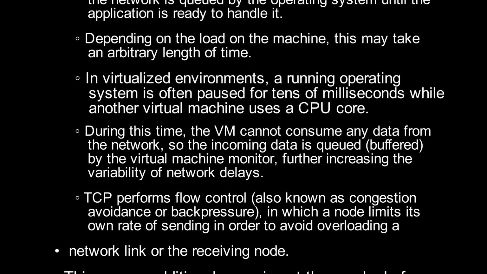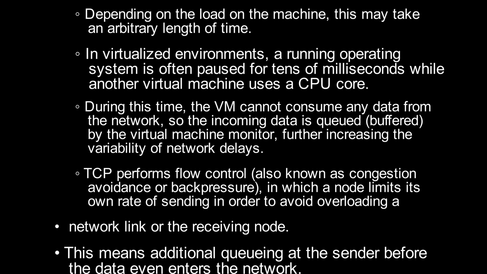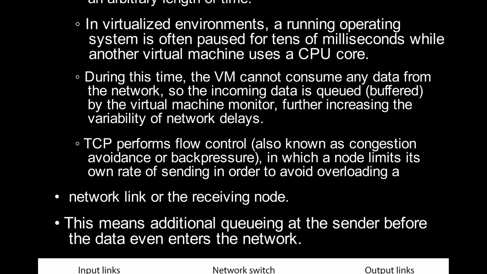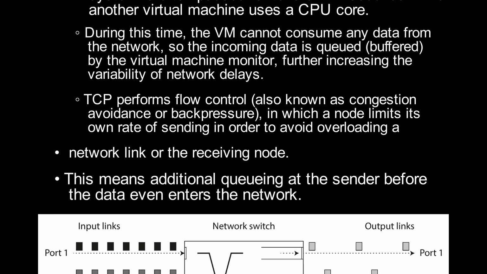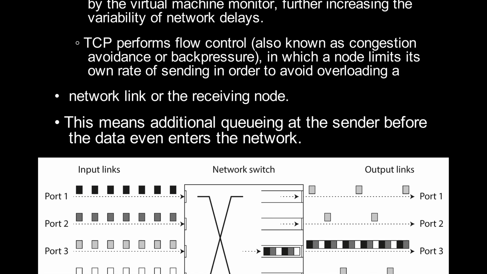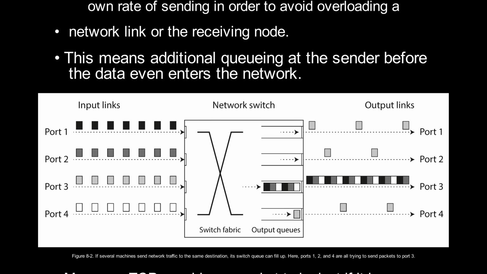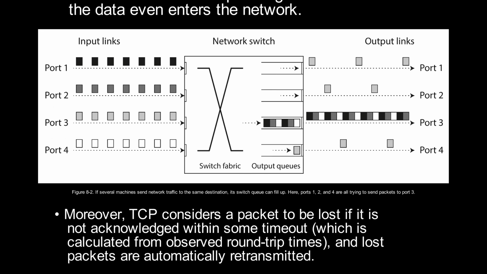TCP performs flow control, also known as congestion avoidance or backpressure, in which a node limits its own rate of sending in order to avoid overloading a network link or the receiving node. This means additional queuing at the sender before the data even enters the network. Figure 8-2. If several machines send network traffic to the same destination, its switch queue can fill up. Here, ports 1, 2, and 4 are all trying to send packets to port 3.